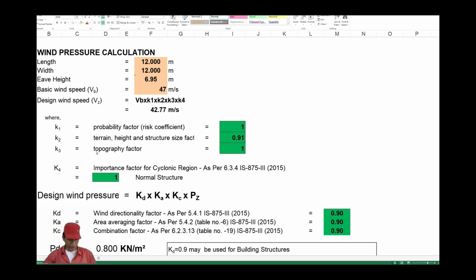Then K3 is the topography factor. That's actually what is the slope of the terrain. So we can consider flat slope for this. The K3 coefficient works out to be 1. And K4 is the importance factor for cyclonic region. Our region, that is Delhi NCR region, is away from the coast, so we do not need to consider it, so it shall remain 1.